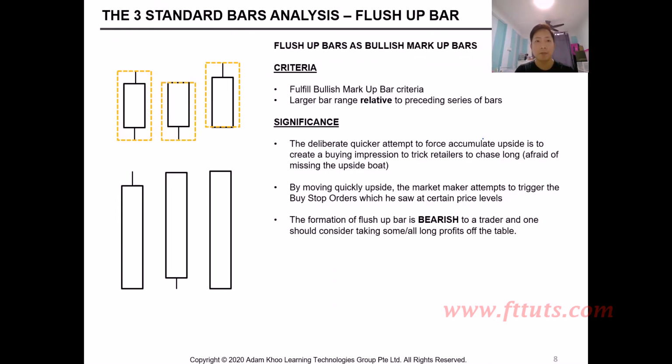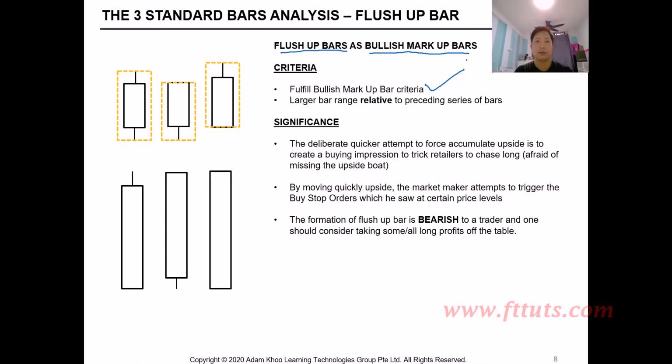Okay. So this is actually a variation, an extension of a bullish markup bar. This is what we call a flush up bar, as a bullish markup bar. The criteria for a flush up bar is actually the same as a markup bar, right? It fulfills the markup bar criteria. There's at least 2/3 bar range. Again, no need to use a ruler. You must visually see that the body is at least 2/3 of the entire bar range.